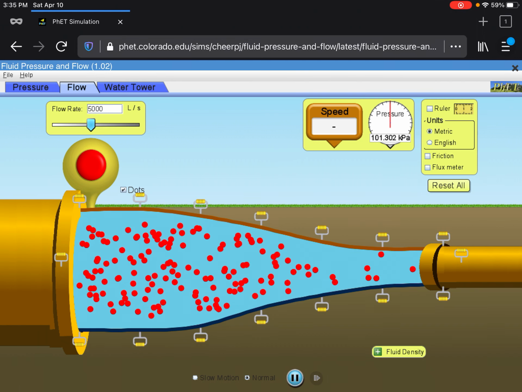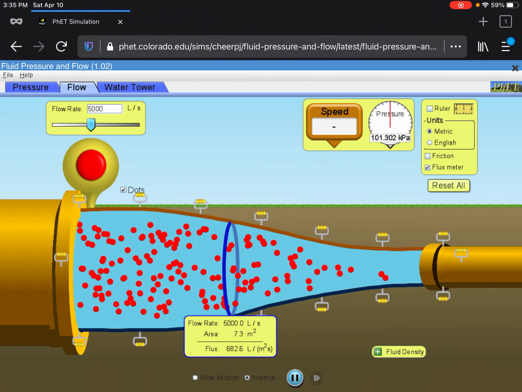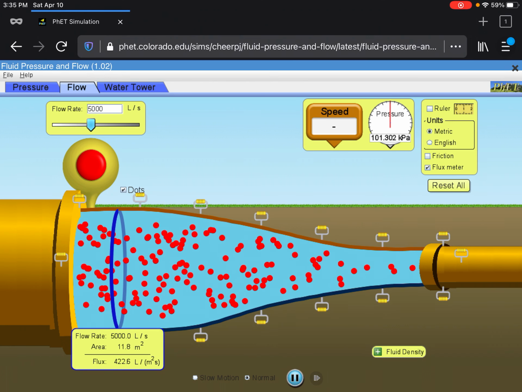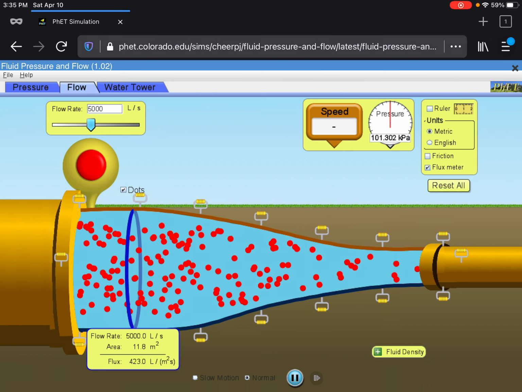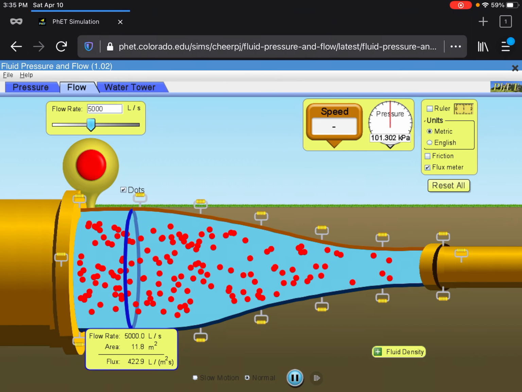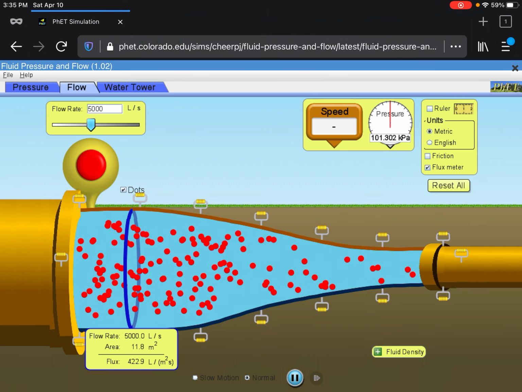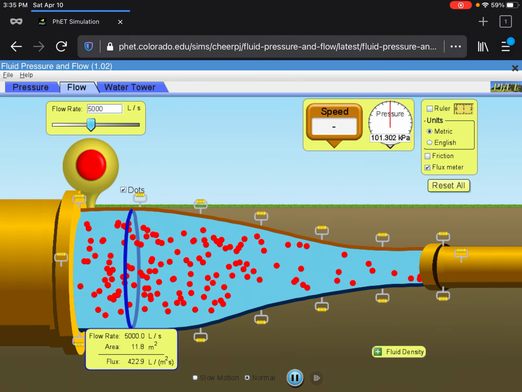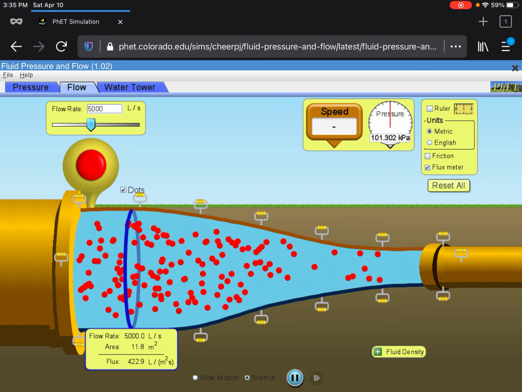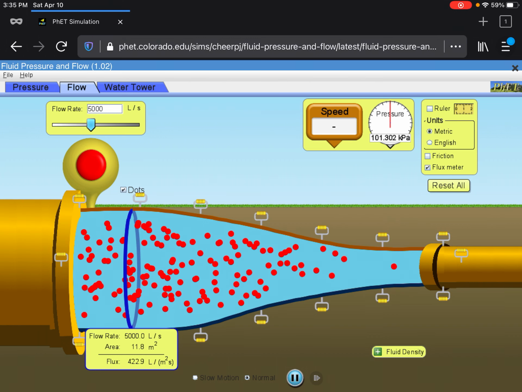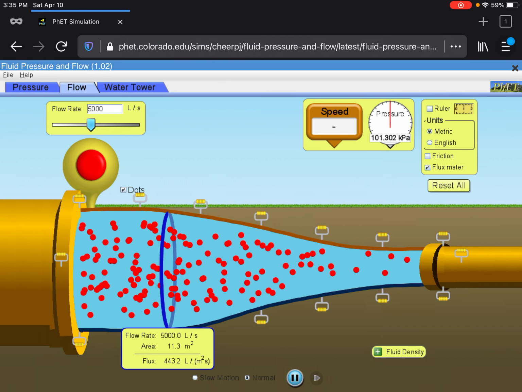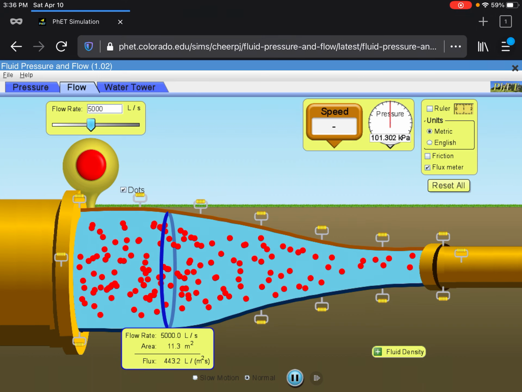So I'm going to bring up this little meter here, and this is showing the 5,000 liters per second. That's 5 meters cubed per second. So if we've got 5,000 liters per second of fluid passing through one part of the pipe, we have to have the same amount passing through every part of the pipe.